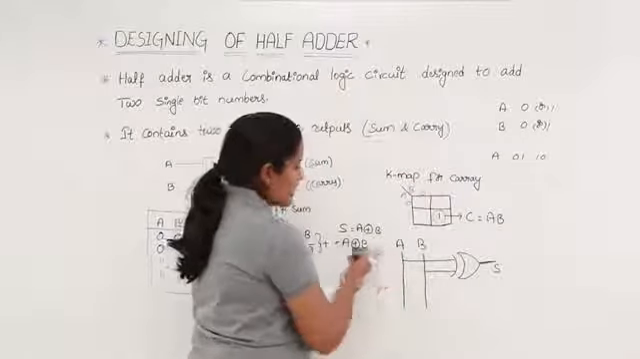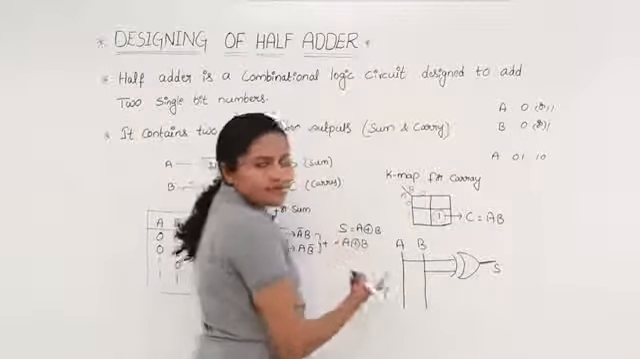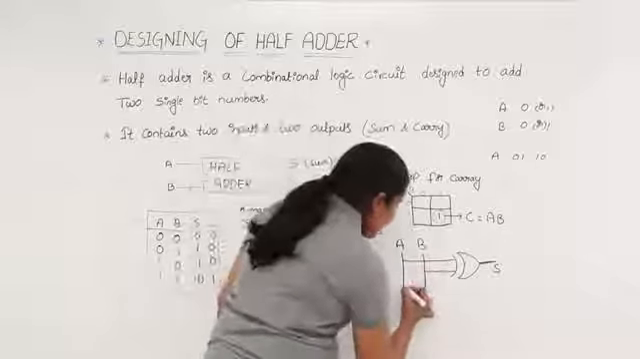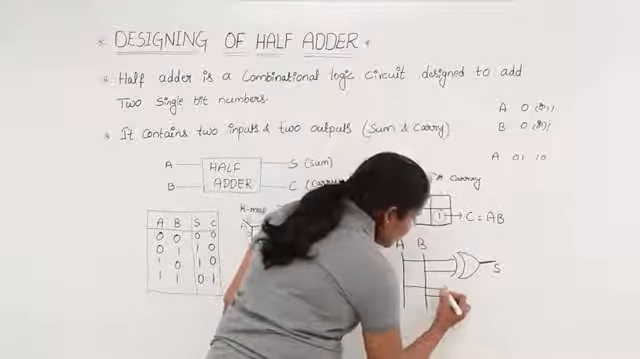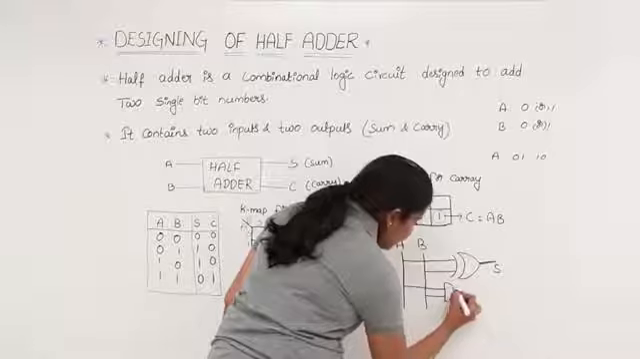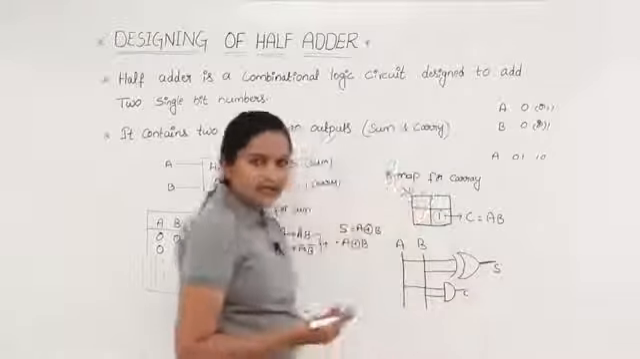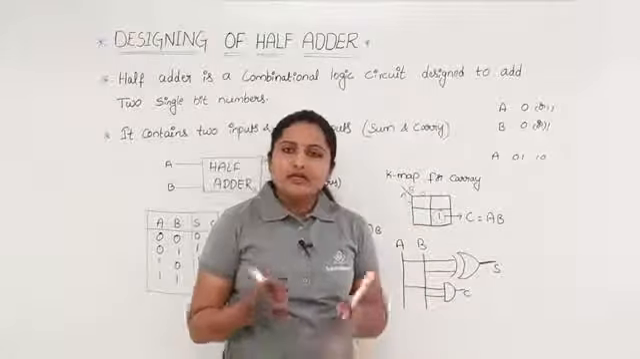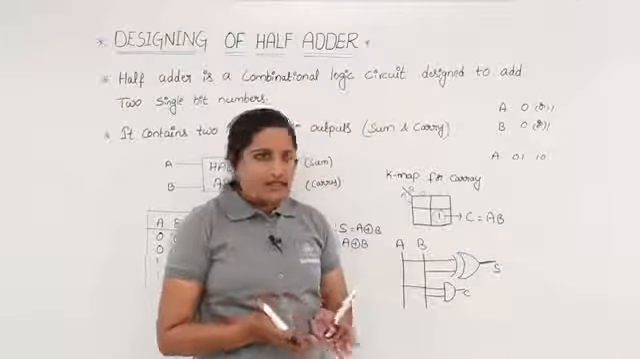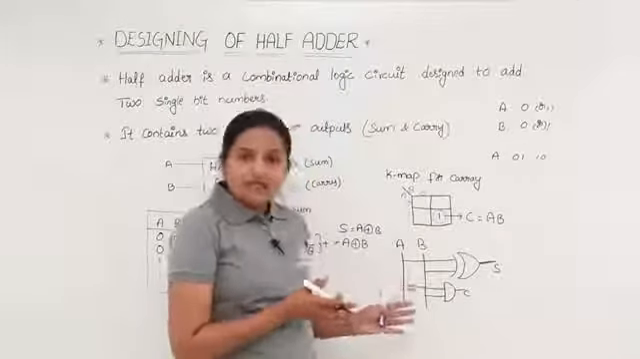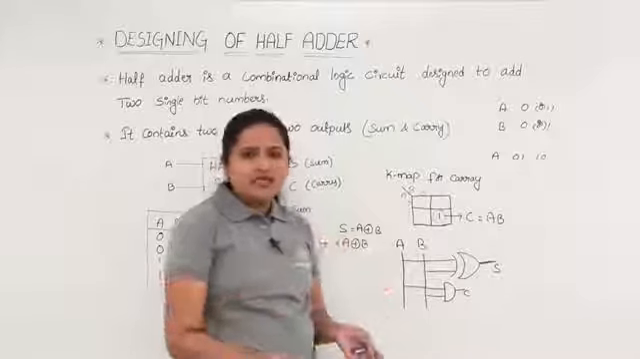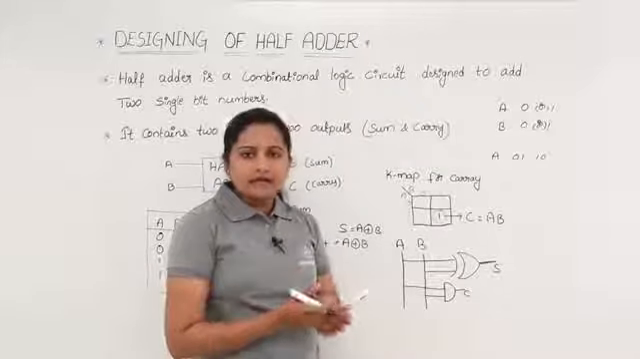When you take the XOR of A and B, you are going to get sum, and for the same A and B, if you consider an AND gate, you get carry. This is the only circuit you get in your mind when you remember this half adder, right. So this is how we can design any circuit, any unknown circuit, for your required functionality.